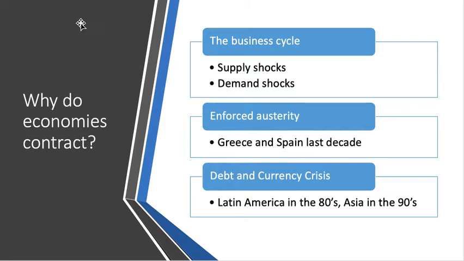The other reason that economies contract would be enforced austerity. Government spending is a very important part of the modern economy. We went through the statistics last time showing how much of various economies' GDP it represents. But last decade, there was a crisis in the Eurozone, and that led to significant years of austerity, particularly in countries like Greece and Spain, which saw unemployment rates up to 20%, and that made for a very difficult recovery for those countries from the depth of that austerity.